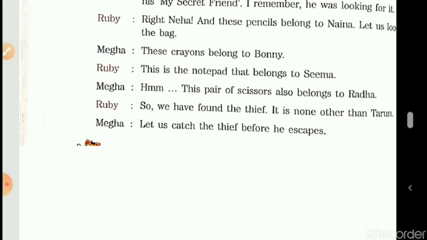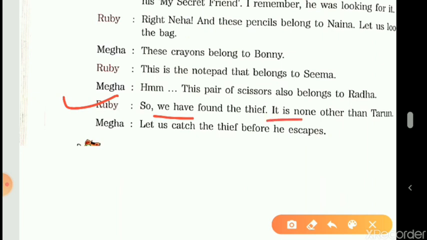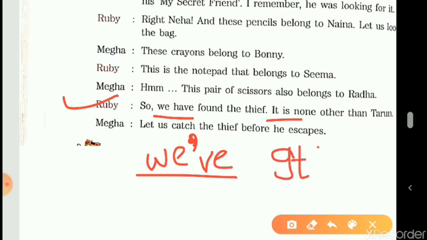But now in the next two sentences, we'll be using apostrophe to show the short form or contractions. Now, Ruby, so we have found the thief. It is none other than Tarun. So, students, now we will be using the short form of we have. So, we have, after we, apostrophe sign, and then ve. This is the short form of we have. So, we've found the thief, and the short form of it is is it's. It's none other than Tarun.